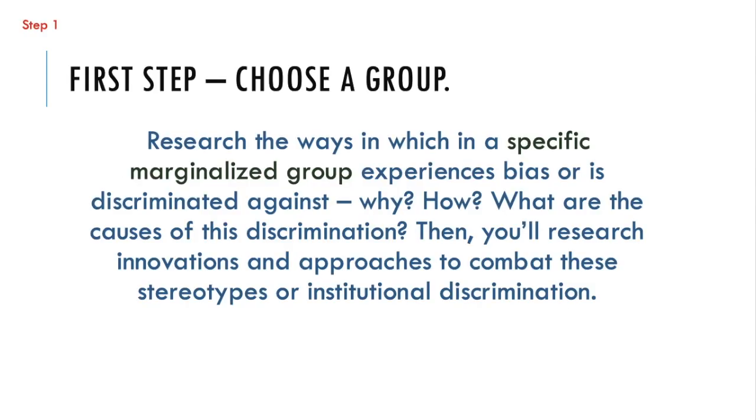As you can see in the top left corner, I've identified different steps in this process. And the first step is to choose a group. So you need to choose a group that's been historically marginalized. That is what you'll be researching and writing about for both writing assignment 4 and writing assignment 5. Which group you choose is mainly up to you.